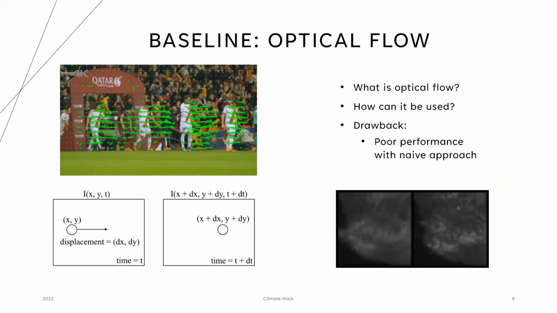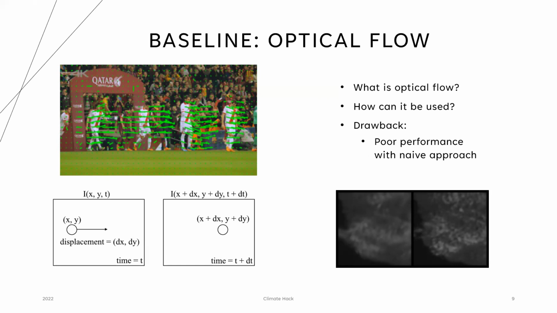I'll go next. Okay, so now we're just going to talk about one of our baseline approaches that we're going to use to compare against all our other models, which is optical flow. So first things first, what is optical flow? Basically, if you're given 2 images, optical flow is like the velocity vector for each pixel. So how each pixel is moving across 2 images.